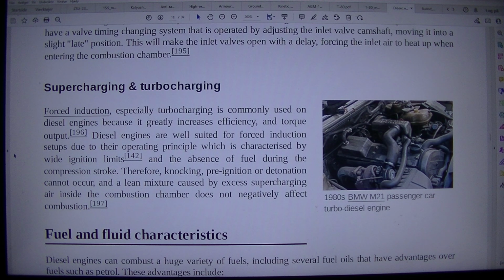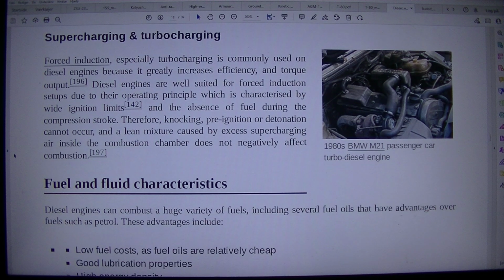195. Supercharging and turbocharging. 1980 BMW M21 passenger car turbo diesel engine. Forced induction, especially turbocharging, is commonly used on diesel engines because it greatly increases efficiency and torque output.